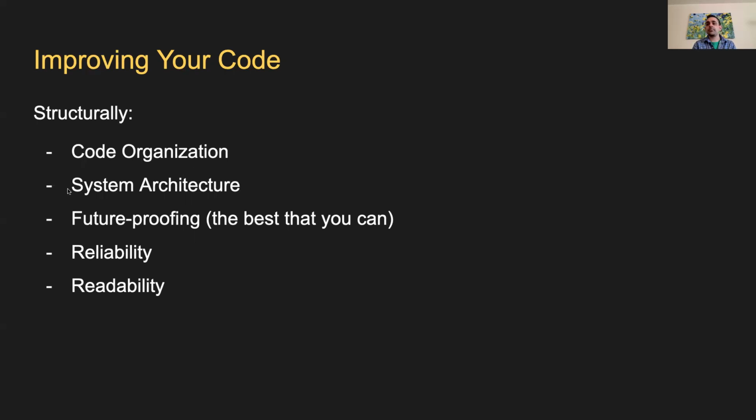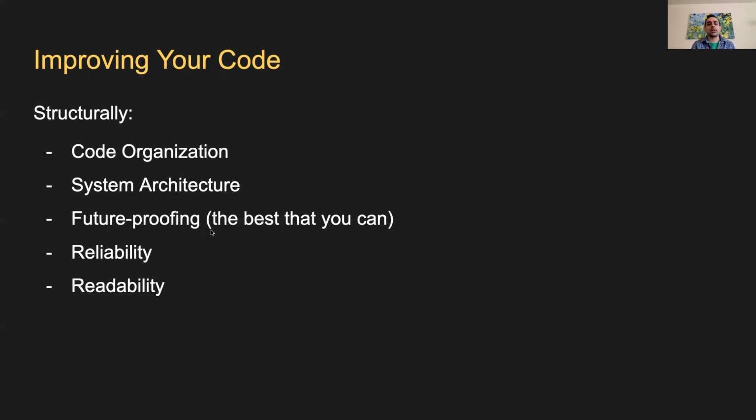System architecture. This is more important for larger scale applications. Like, all right, are you using a peer-to-peer network? Are you using a client-server model? These are decisions that you need to make up front. That's going to dictate how your application scales and grows from there.